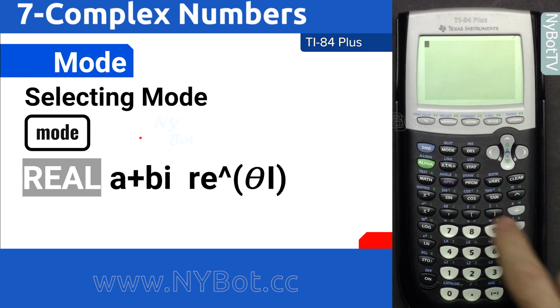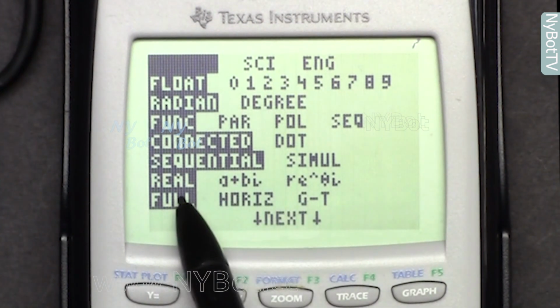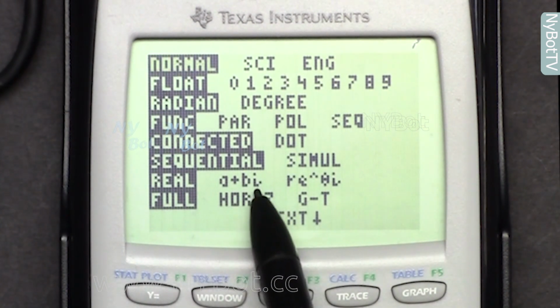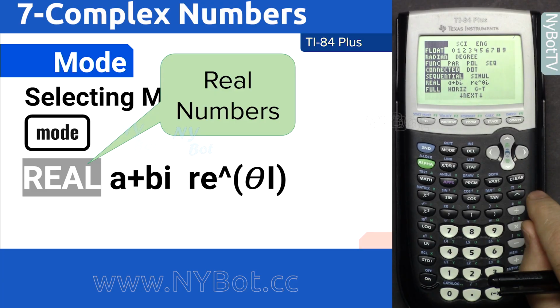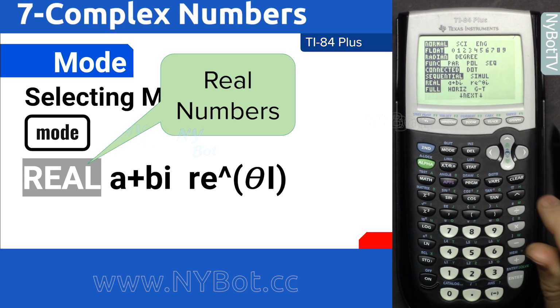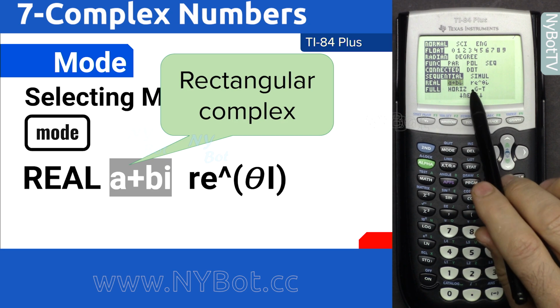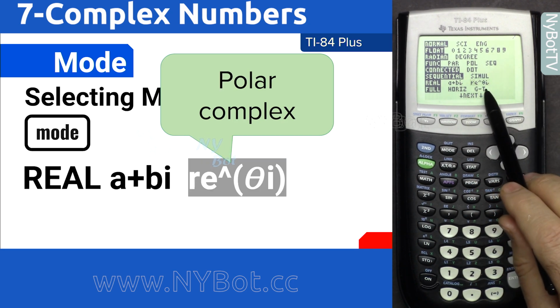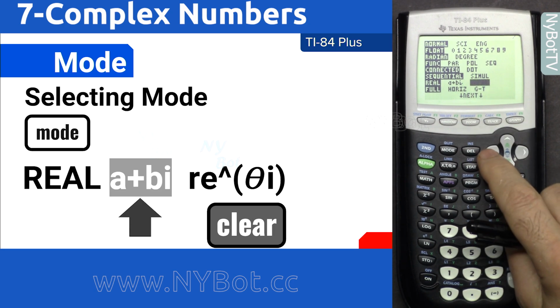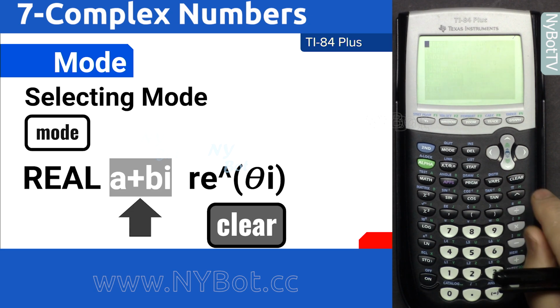Now if we press mode, you will see the settings here: real, rectangular complex and polar complex. This is just for real values. If I scroll down with the key up to here, that is rectangular complex, and this one is polar complex. Let's set it to rectangular complex, press enter, the highlight moved, press clear to exit.